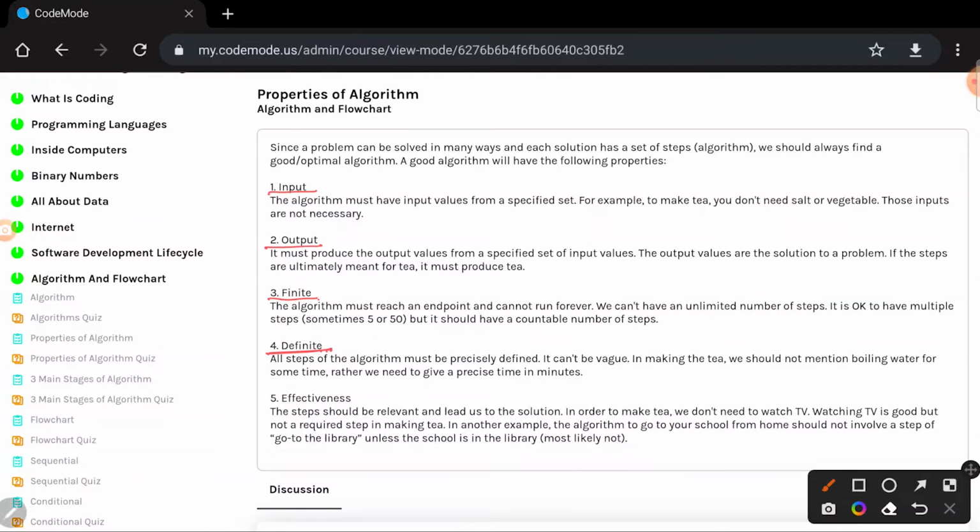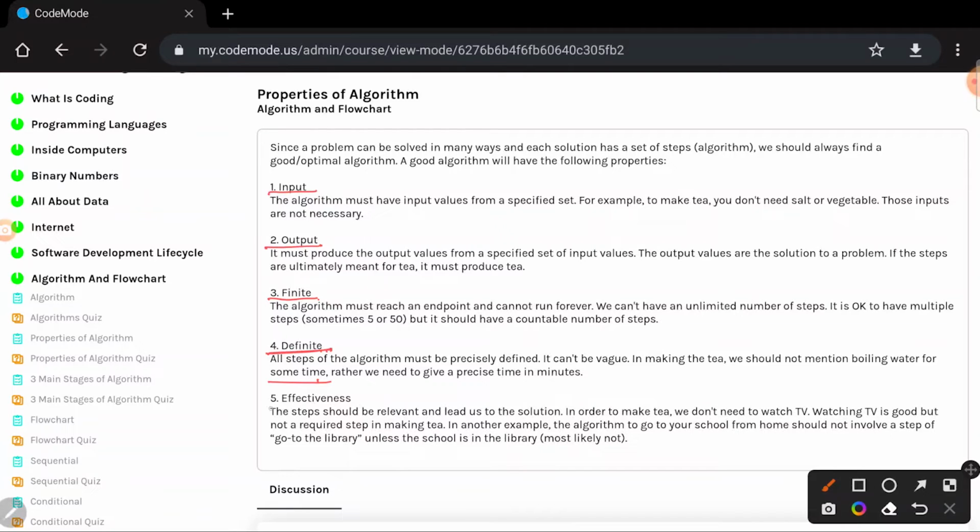right? Again, we cannot say we boil it for some time. You can see here is an example I have written. We say boil it for 5 minutes, boil it for 10 minutes, whatever, but it has to be very precise. And why is it important? Because if we give this set of steps, if we give this algorithm to someone, the person should be able to repeat these steps and exactly get what we got.